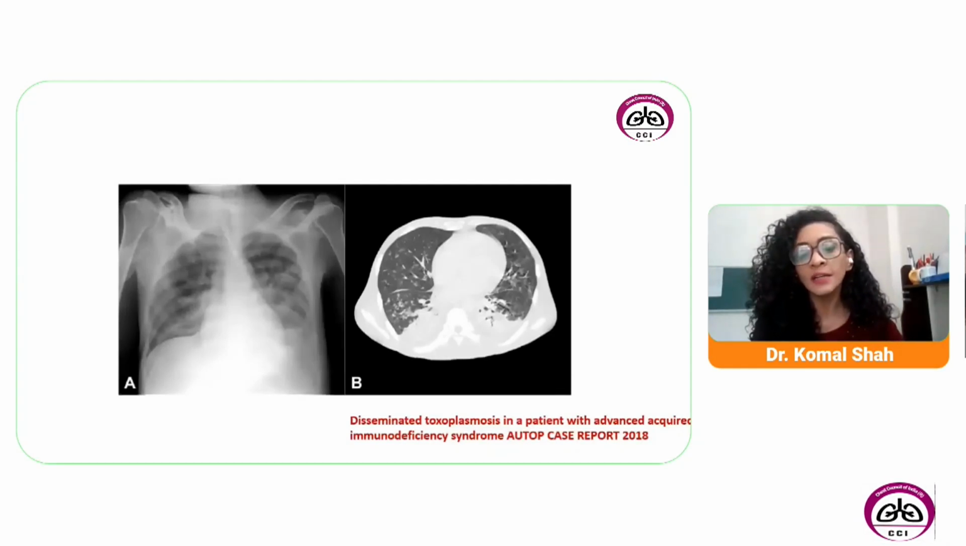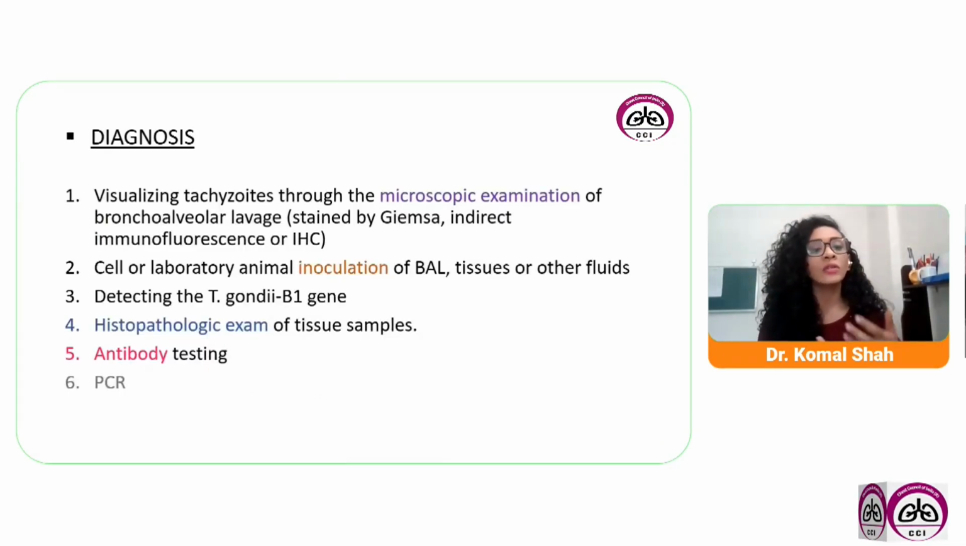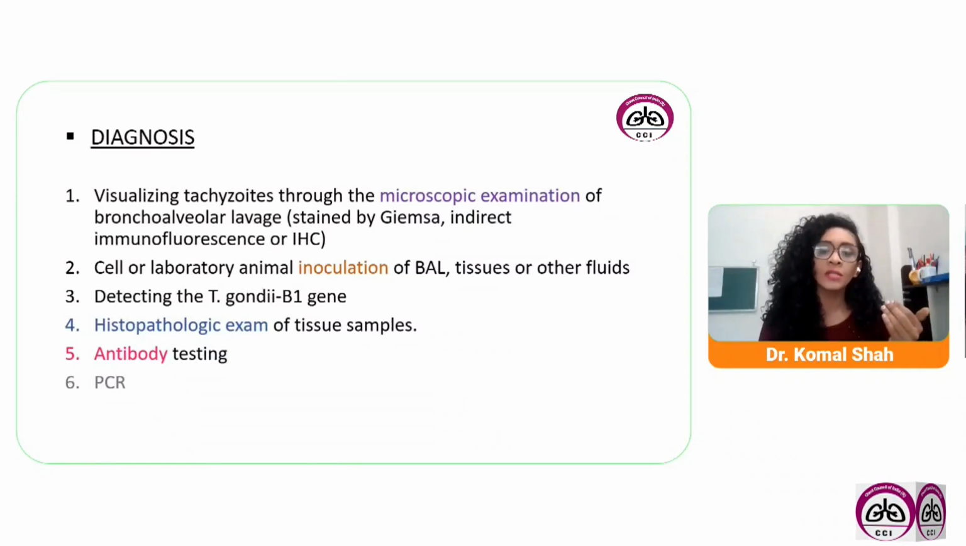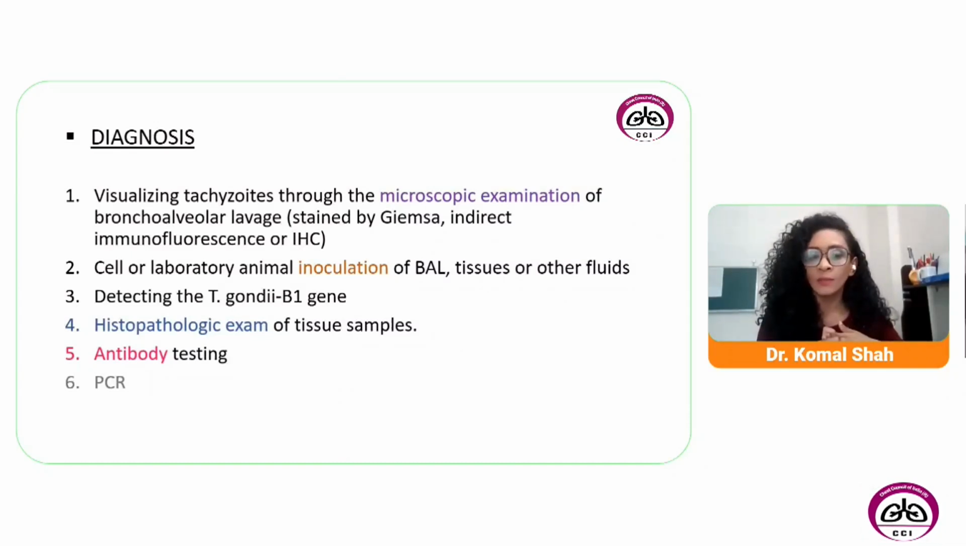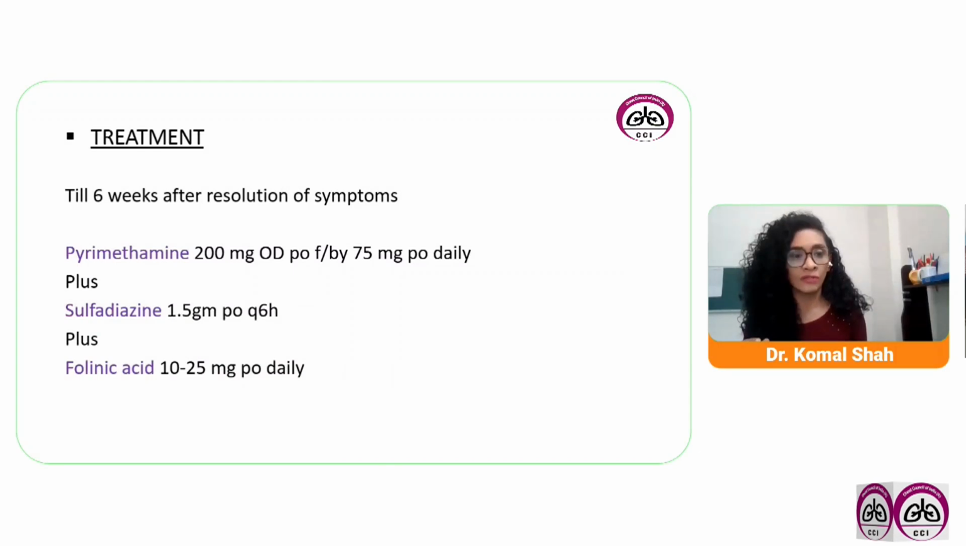This is a case of disseminated toxoplasmosis in a patient with advanced HIV, which was reported in 2018. Diagnosis: visualizing tachyzoites through microscopic examination of bronchoalveolar lavage, stained by Giemsa, indirect immunofluorescence, or immunohistochemistry. We can do cell culture or laboratory inoculation of BAL. It can be detected by histopathological examination, antibody testing, or PCR. The treatment should be continued till 6 weeks after resolution of symptoms. It consists of pyrimethamine plus sulfadiazine plus folinic acid.